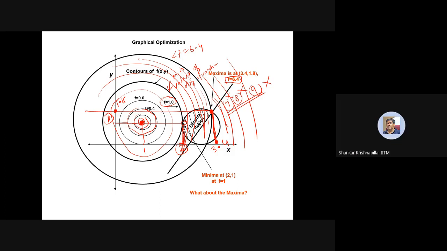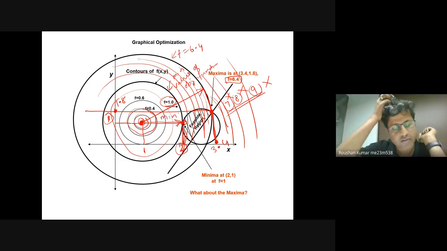No, no. This is the shortest radius, the smallest value of the objective function which touches the feasible region. And this is the maximum value of the objective function which just touches the feasible region. So this is the minimum, and this is the maximum. Okay, got it. I'm sorry.